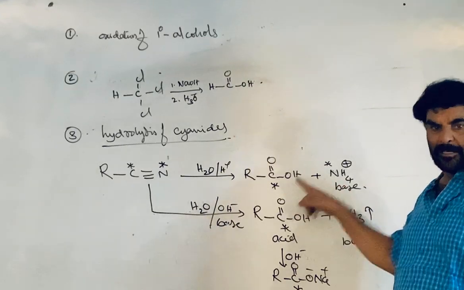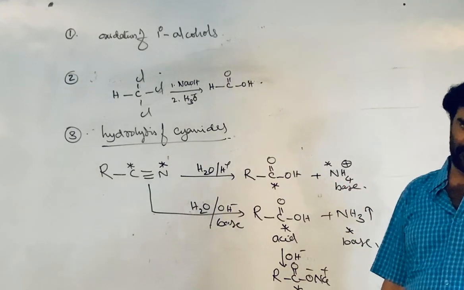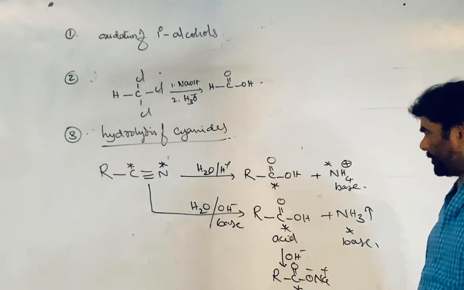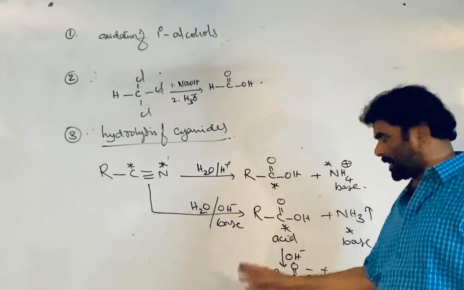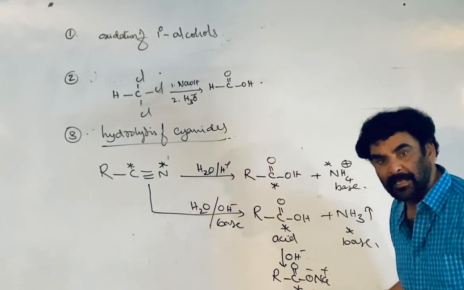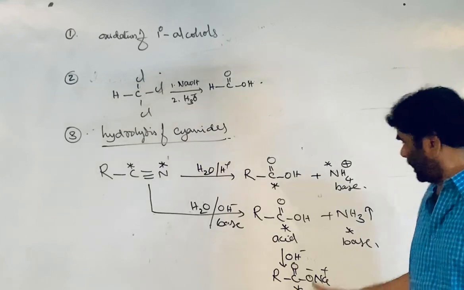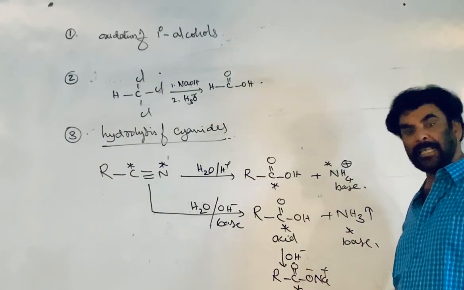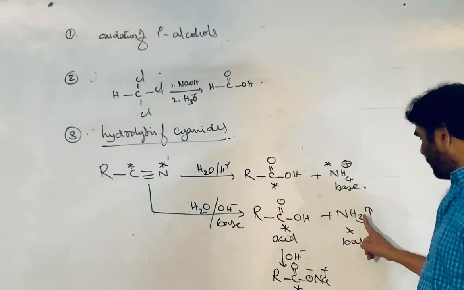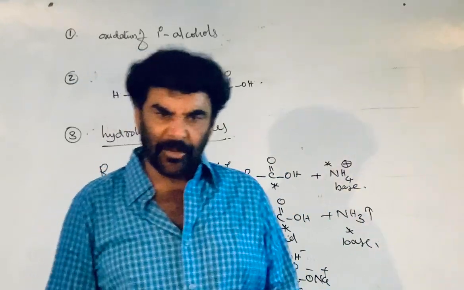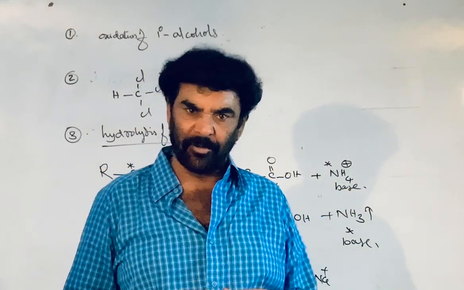Carboxylic acid is produced, ammonium salt is produced. Whereas treatment with the base solution, basified water, then carboxylic acid is not produced. The salt of the carboxylic acid is produced. Here ammonia is in the form of salt, and this acid is in the form of salt, but ammonia is liberated. Therefore, this reaction is used to identify the cyanide functional group.